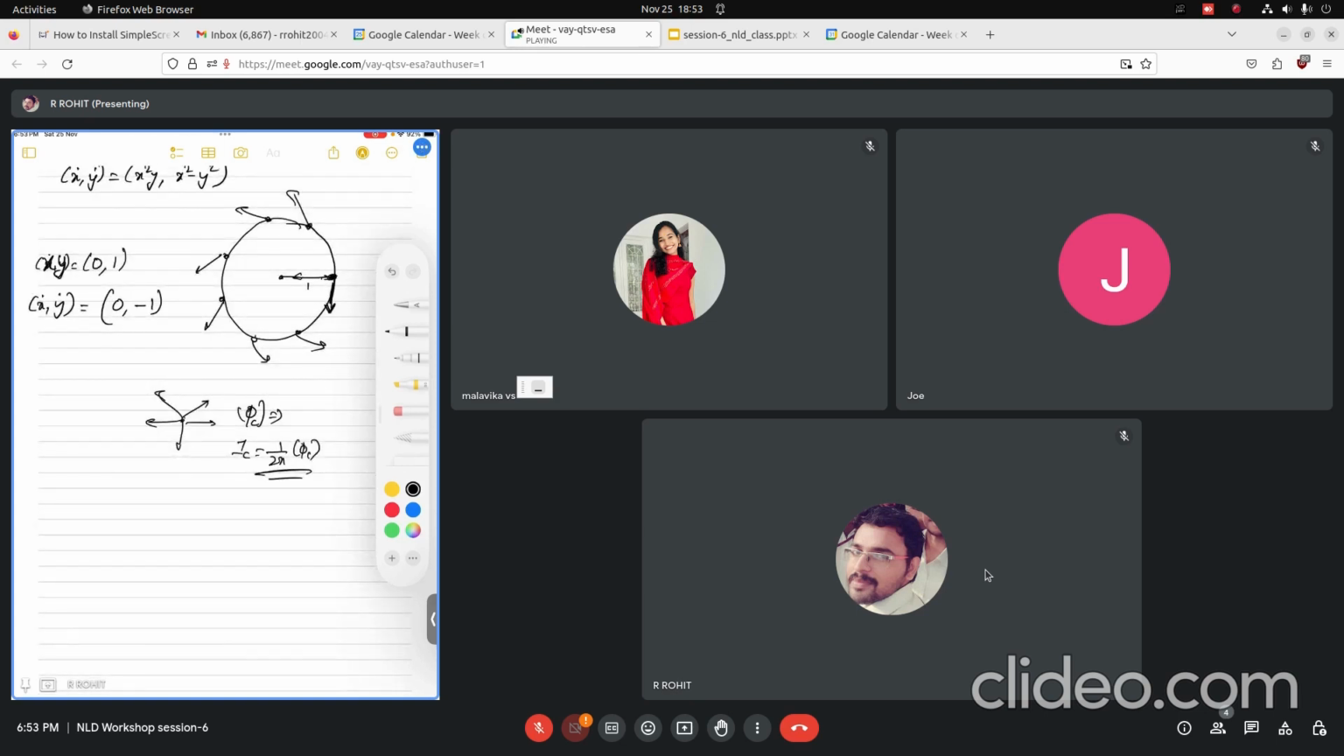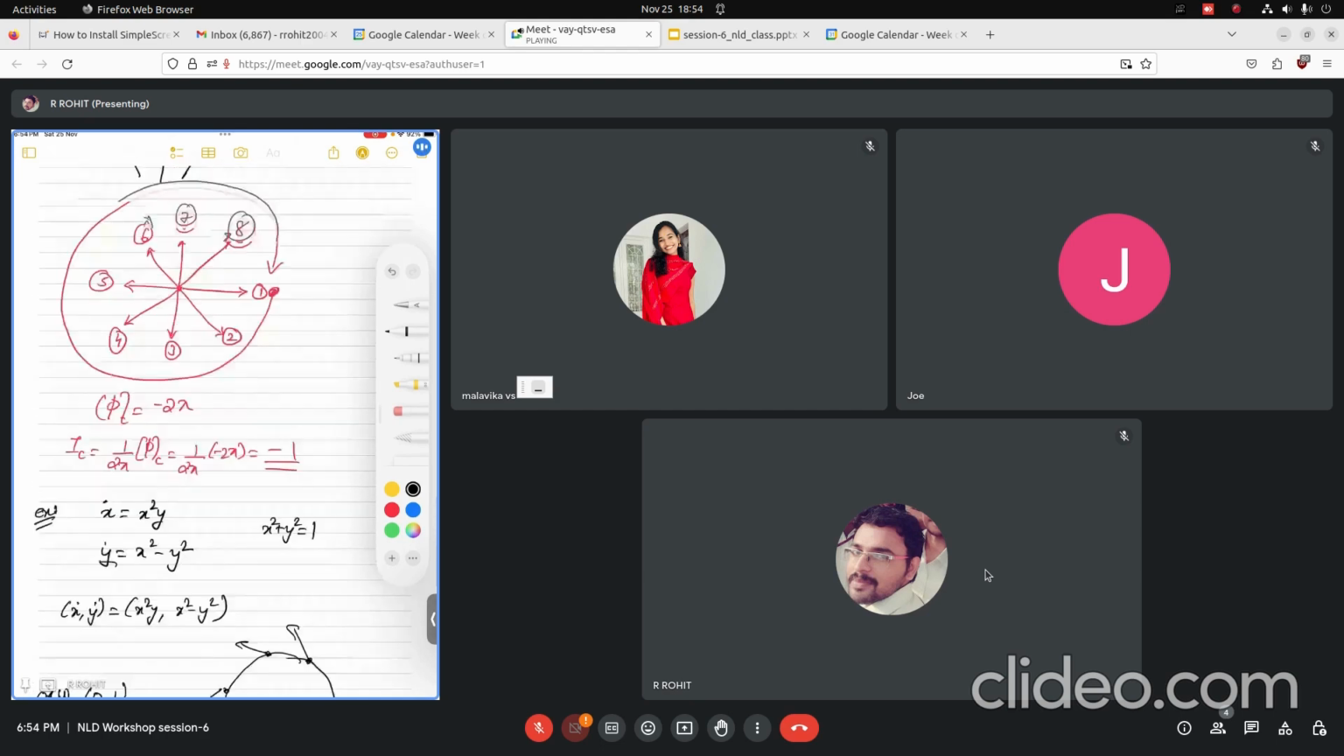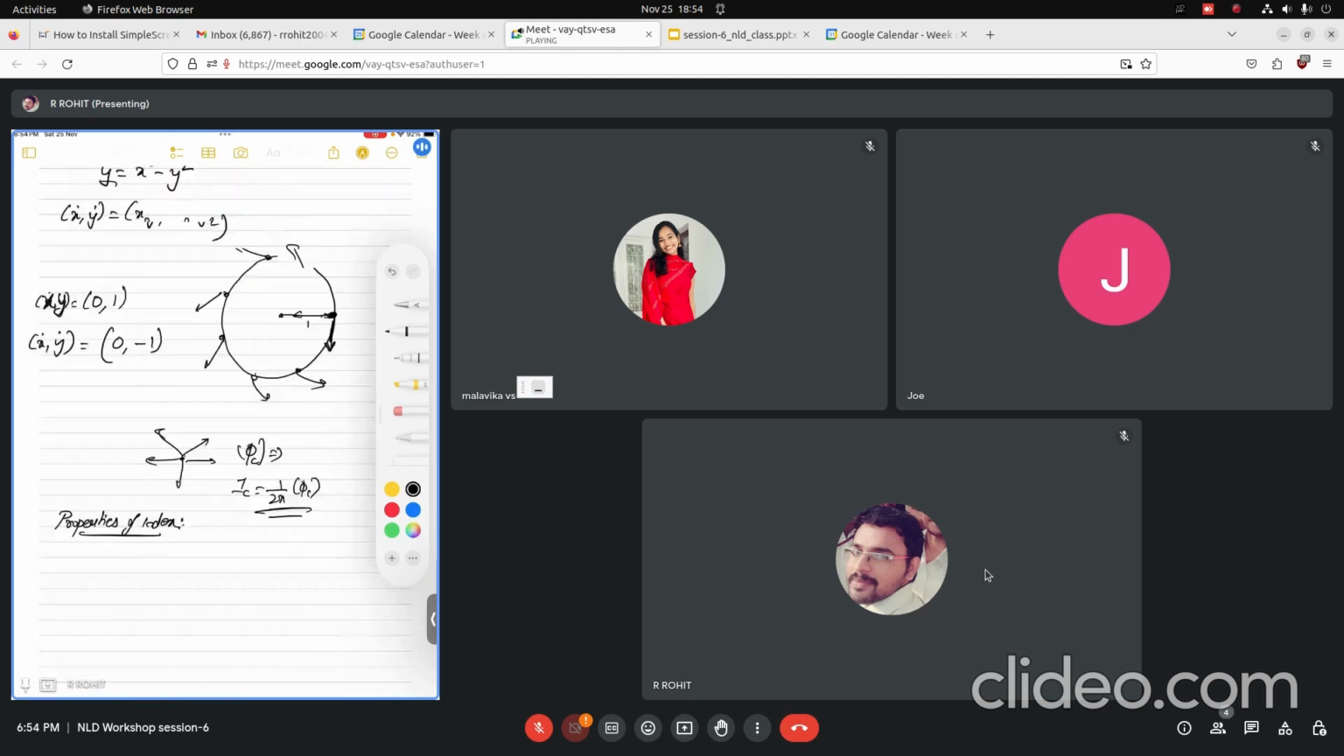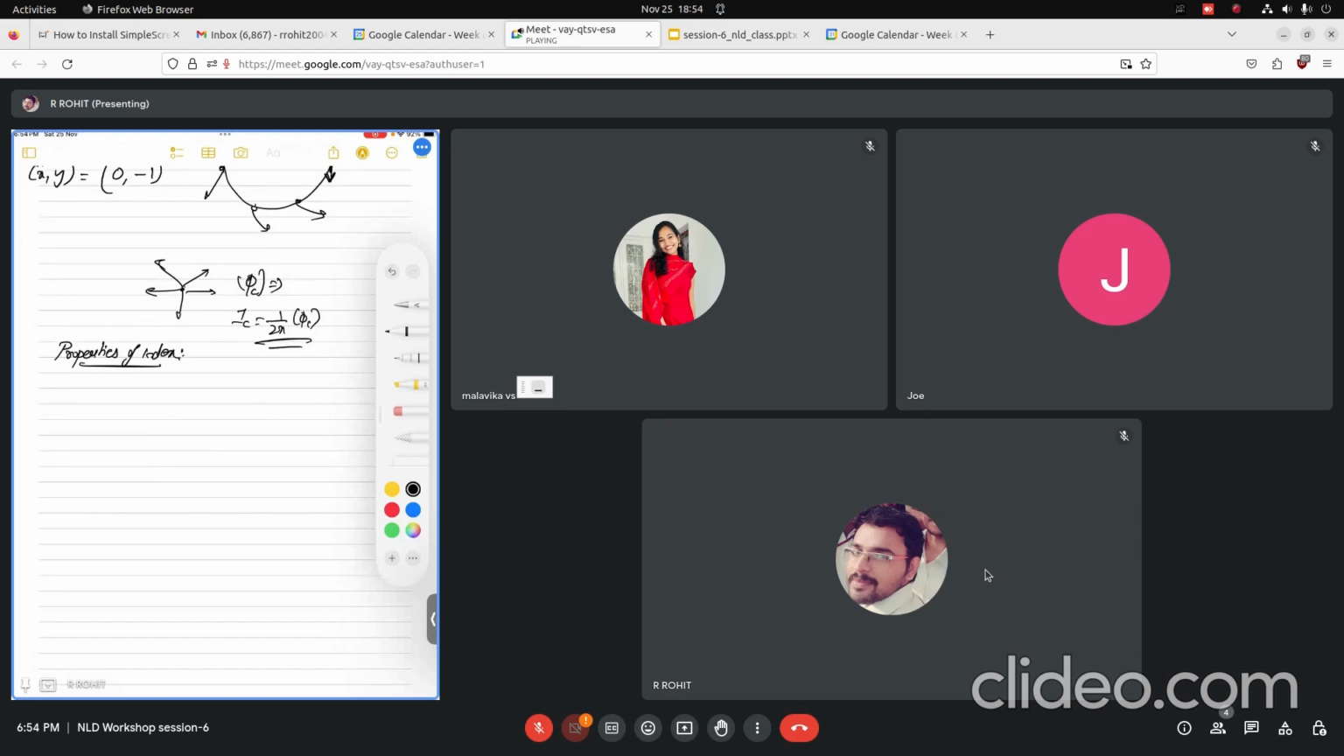So I have not completed it. You can take different points and you can see how the system behaves at that point. But the important point to note is there are certain properties for this index. If you are not given a vector field, you can draw the vector fields and find how the system behaves. Apart from that, if the vector field is given, you can find the index directly.